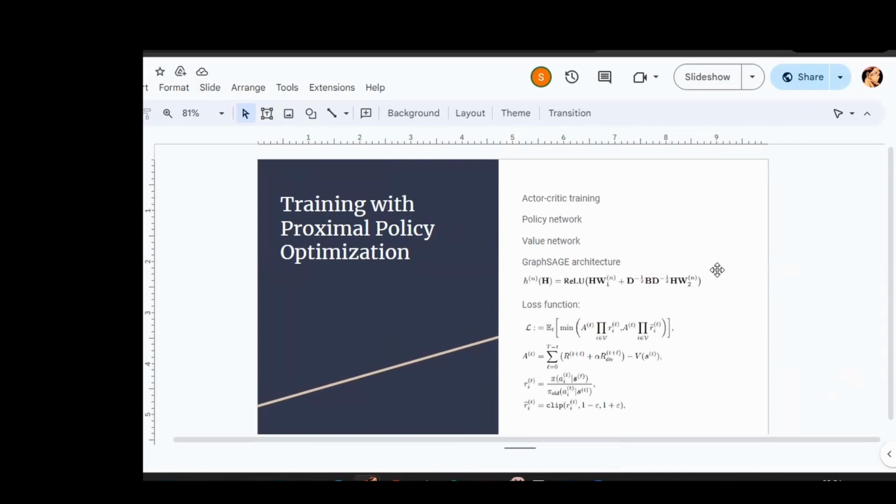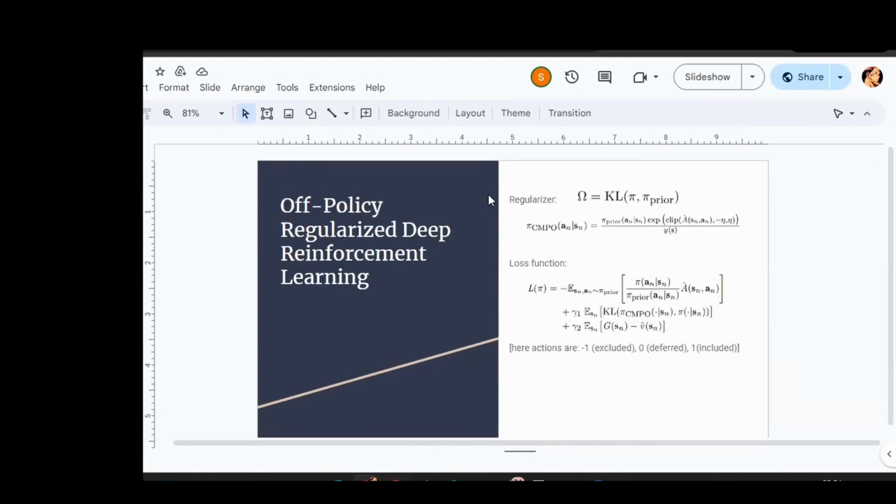The graph state architecture is as follows. The loss function is described with the following equations. Of policy regularized deep reinforcement learning, the regularizer function is as follows, and the loss function is defined as this. Here the actions are -1 excluded, 0 deferred, and 1 included.